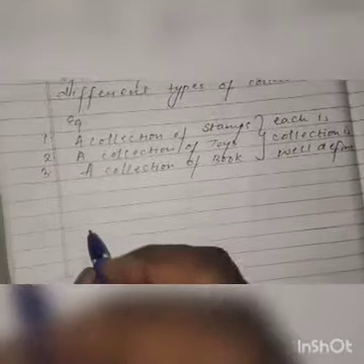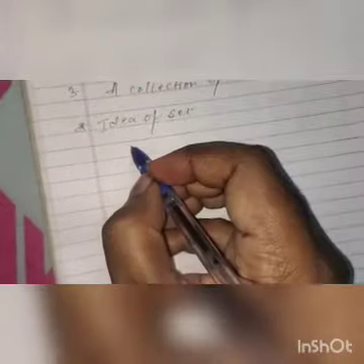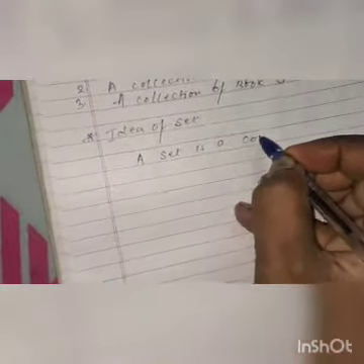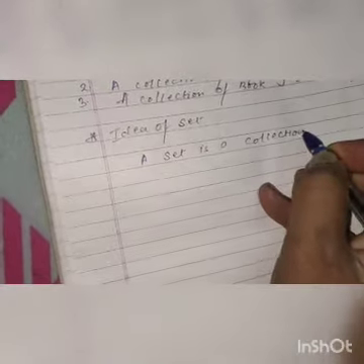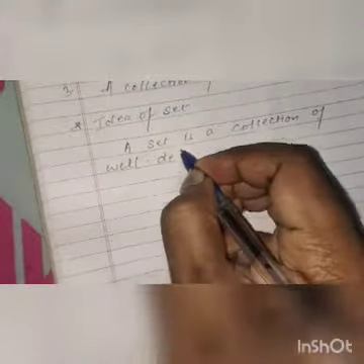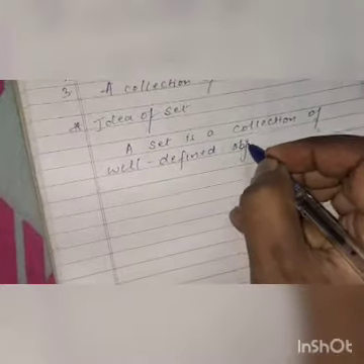Now, what is a set? Let us see with this idea of a set. So we can get the definition by this. A set is a collection of well-defined objects. Understood? What is a set? A set is a collection of well-defined objects.